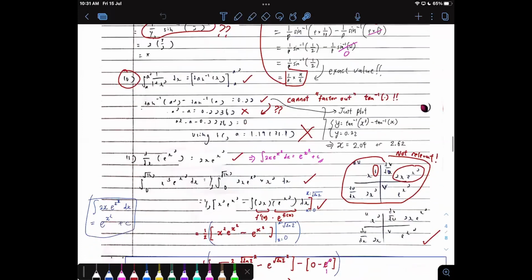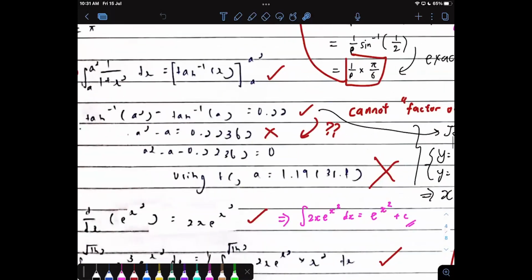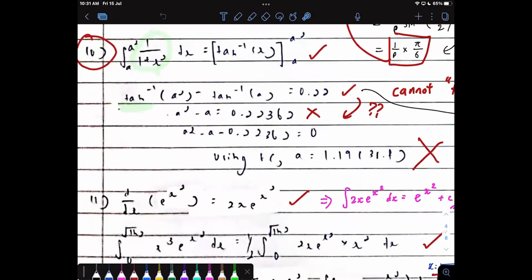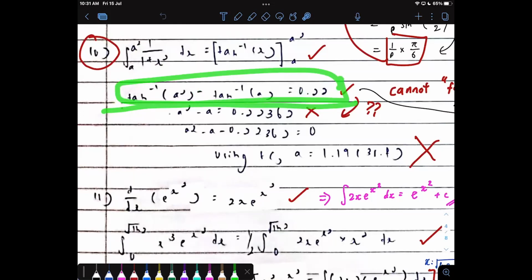Here you got up to this step. Good, you managed to calculate the integral of 1 over 1 plus x squared, which is just tangent inverse. Then you sub in upper and lower limit. That's good, with a minus in between. Then in this case, you equate it to the 0.22. At this stage, this question actually just requires you to use a GC. You can type this in and you get the answer.